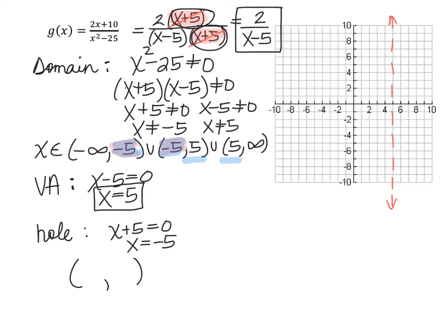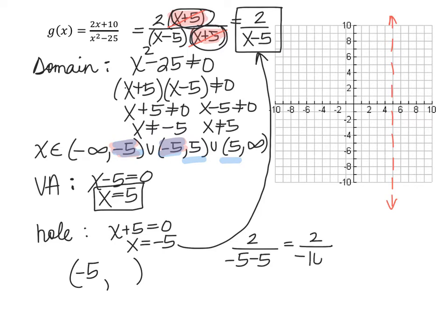So we're going to go ahead, since we've identified the x value of the hole as -5, and substitute -5 into my simplified function. So that's going to give us 2 divided by -5 minus 5, and this will give us the y value, the y coordinate of where the hole is located. So that's going to simplify to be -1/5. So this graph contains a hole at -5, comma, -1/5.